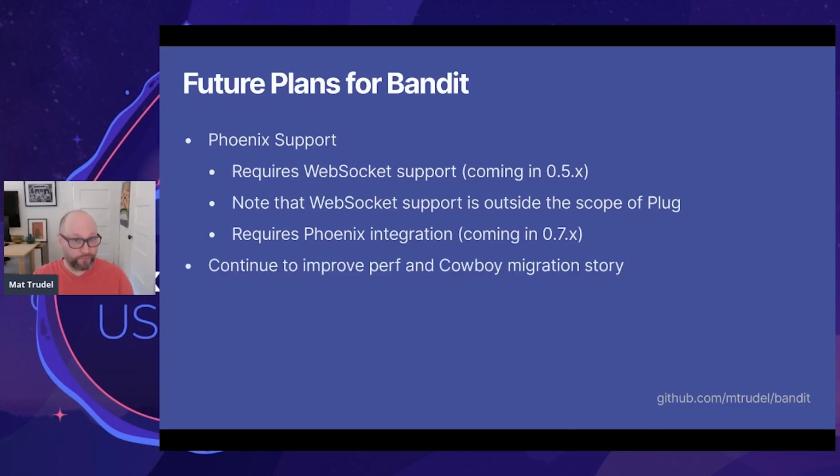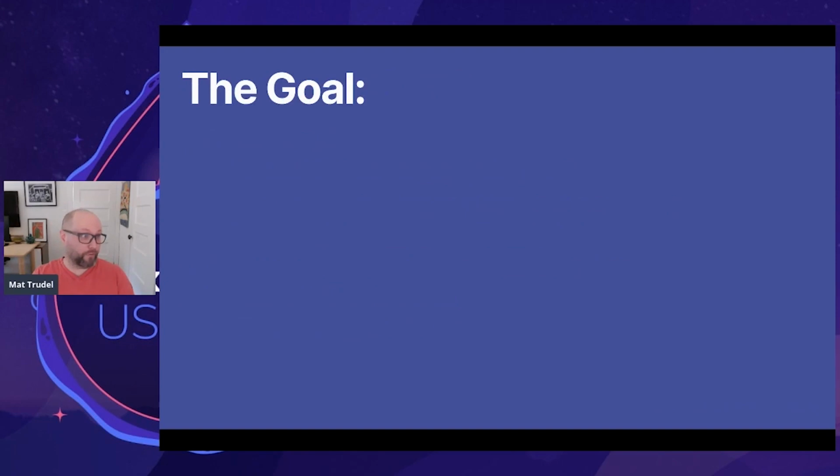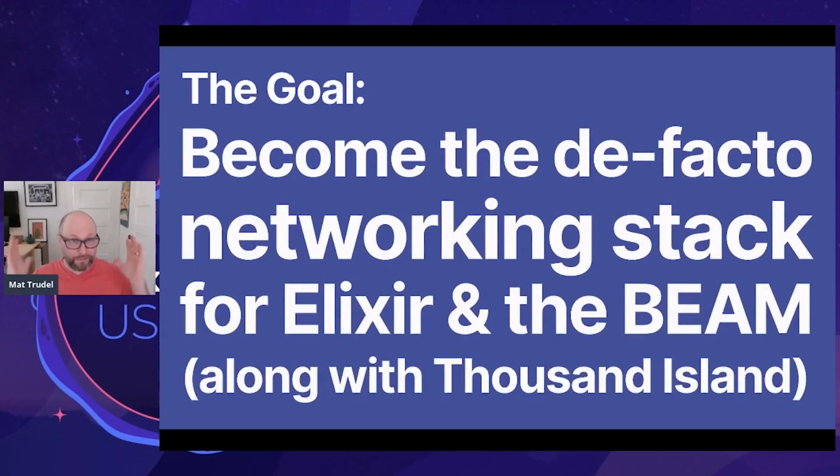Beyond this, there are also plans to continue driving performance improvements and to improve our story about how to make it easier to migrate from Cowboy over to Bandit, where there are issues with that. Driving a PR campaign to essentially let people know about the project. Getting more users means we fix bugs faster, means we get to a 1.0 faster, and eventually long-term supporting things like HTTP3 and QUIC. All of this is kind of table stakes for what the actual long-term goal of this is, and that's to become the de facto networking stack for Elixir and the BEAM.